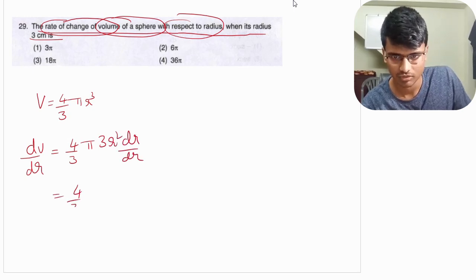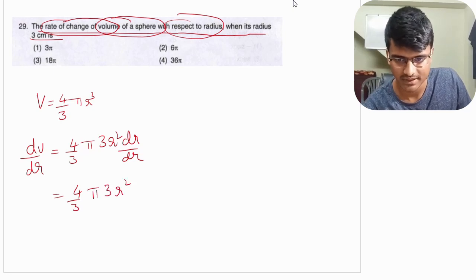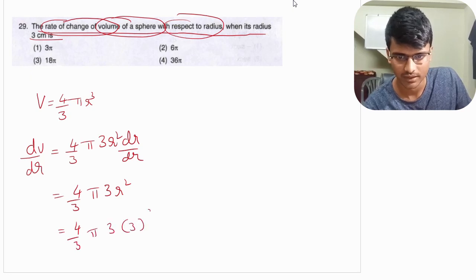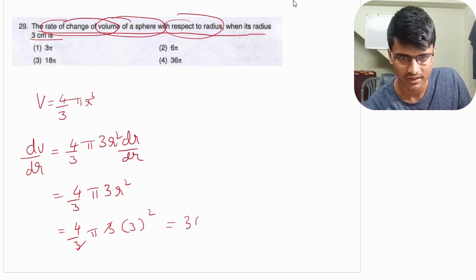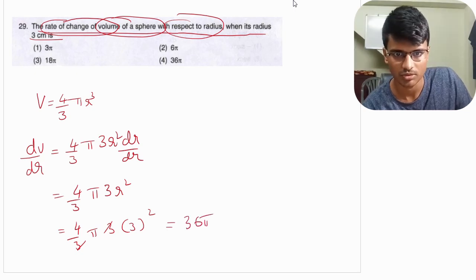So this is nothing but 4 by 3 pi r square. The radius they have given us is 3 centimeter. So 4 by 3 pi times 3 times 3 square, 3 3 is a 9, 9 4s are 36, so 36 pi. The correct answer is option 4.